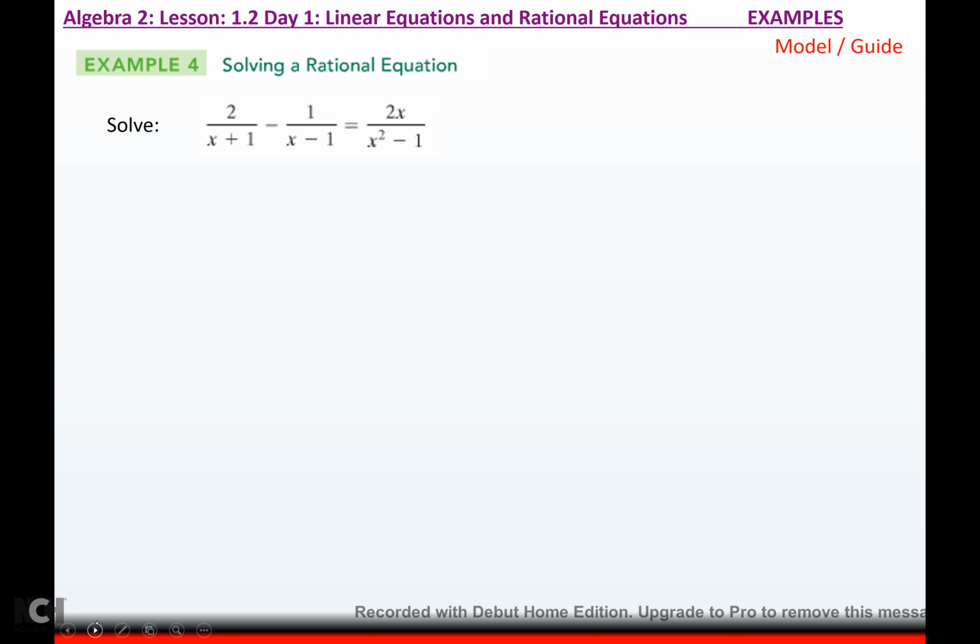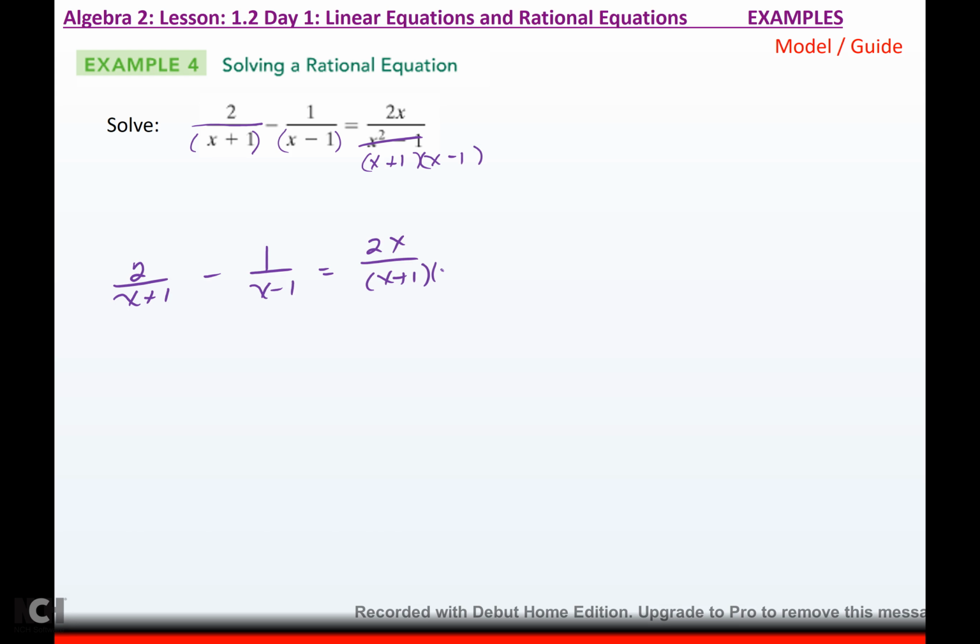Alrighty? Alright, a little more complicated now. The trick is to factor if you can. I can't factor this guy. I can't factor this guy, but I can factor him. That's difference of squares. So that's x plus 1 times x minus 1. So if I rewrite my problem, I have 2 over x plus 1 minus 1 over x minus 1 equals 2x over x plus 1 times x minus 1.